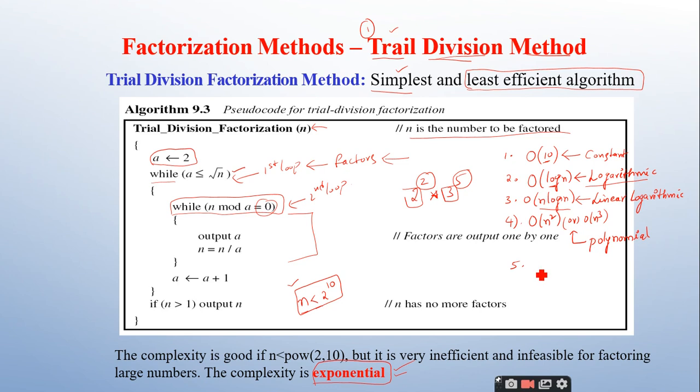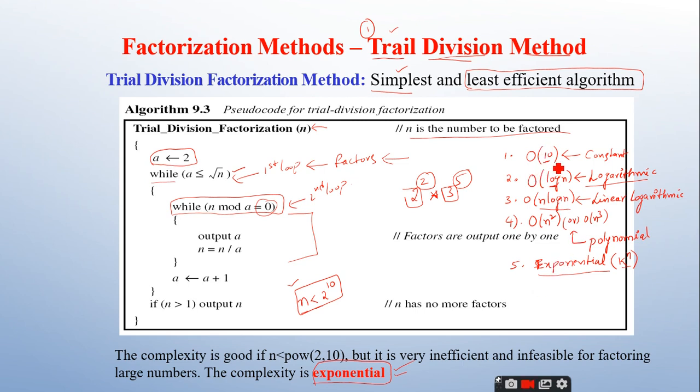Other than this, we have another complexity which is called exponential complexity. Exponential complexity is k power n. When you have an algorithm which has the complexity k power n, we call such complexities exponential complexities, right? So which is taking more time? Any idea?